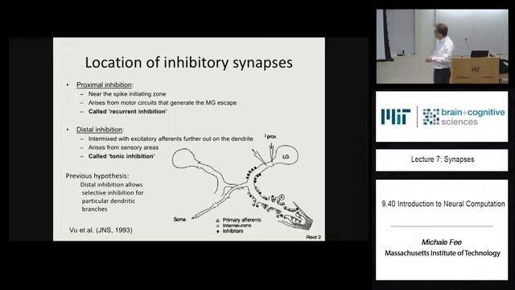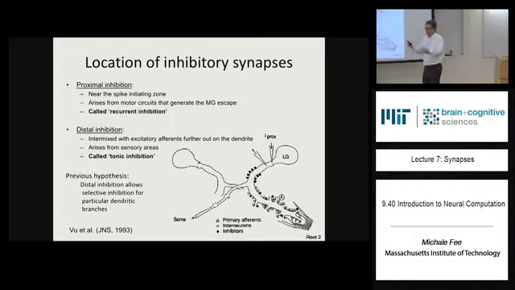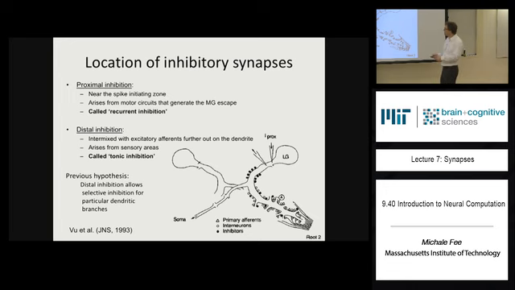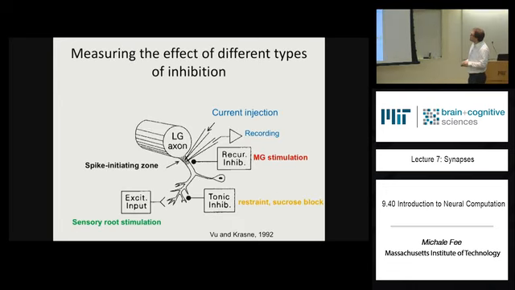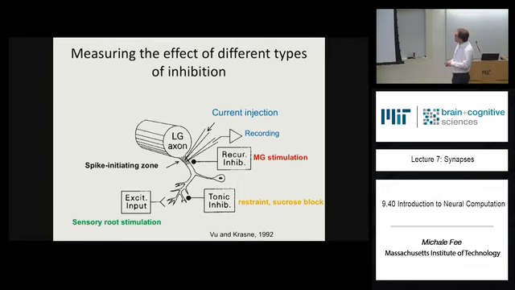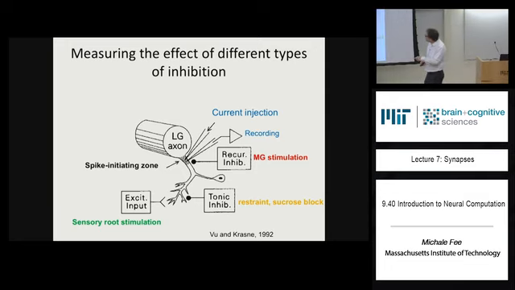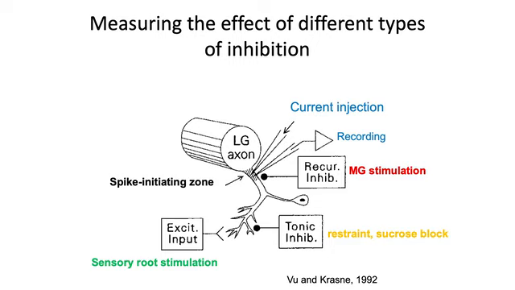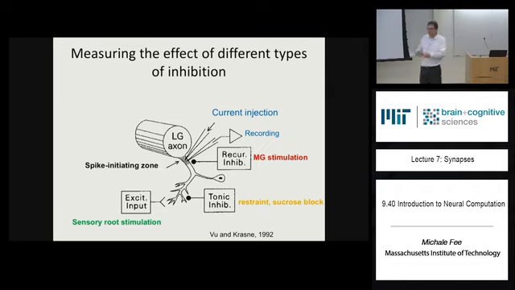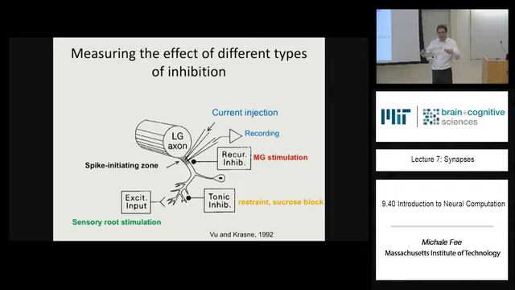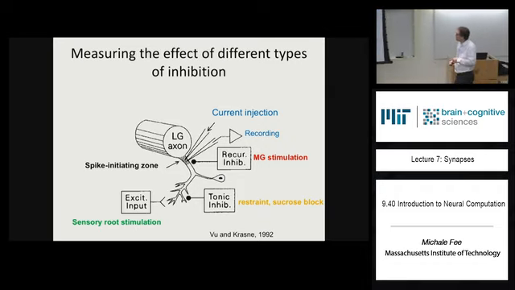Now, the previous hypothesis was that those inputs allowed inhibition to control different branches of the input, but it turns out the answer is very simple. Let me just summarize this. You have one inhibitory input coming from the other escape neuron that lands right on the part of this neuron that initiates spikes. The other input that suppresses the response during feeding comes far out on the dendrite, at the same location where the excitatory sensory inputs are coming in. So that's what the circuit looks like.